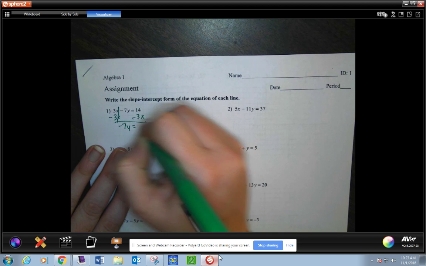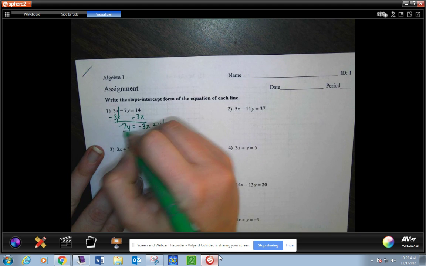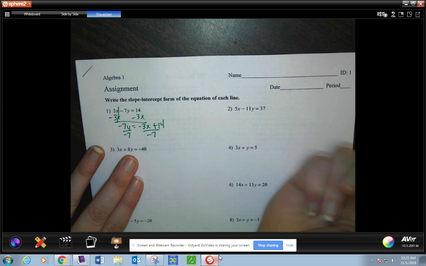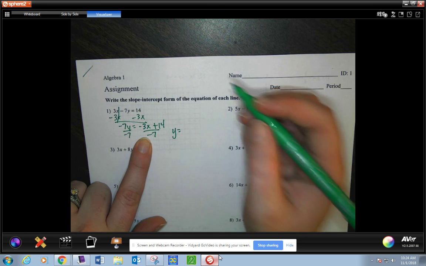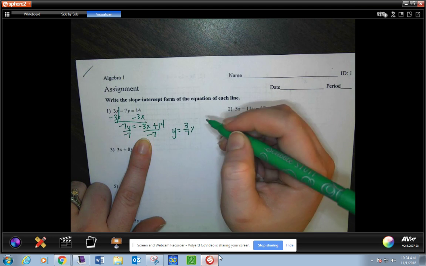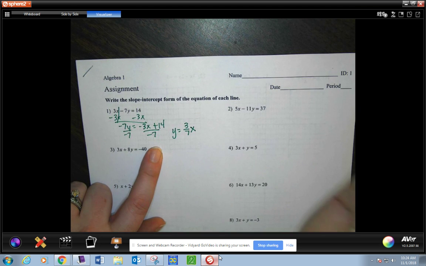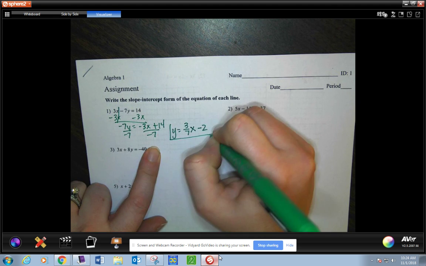That gives you negative 7y equals negative 3x plus 14. And then you have to divide by the number in front of y, which gives you y equals negative 3 divided by negative 7. You can't do that, but a negative divided by a negative is a positive. So you get 3/7 x, and then 14 divided by negative 7 is negative 2.